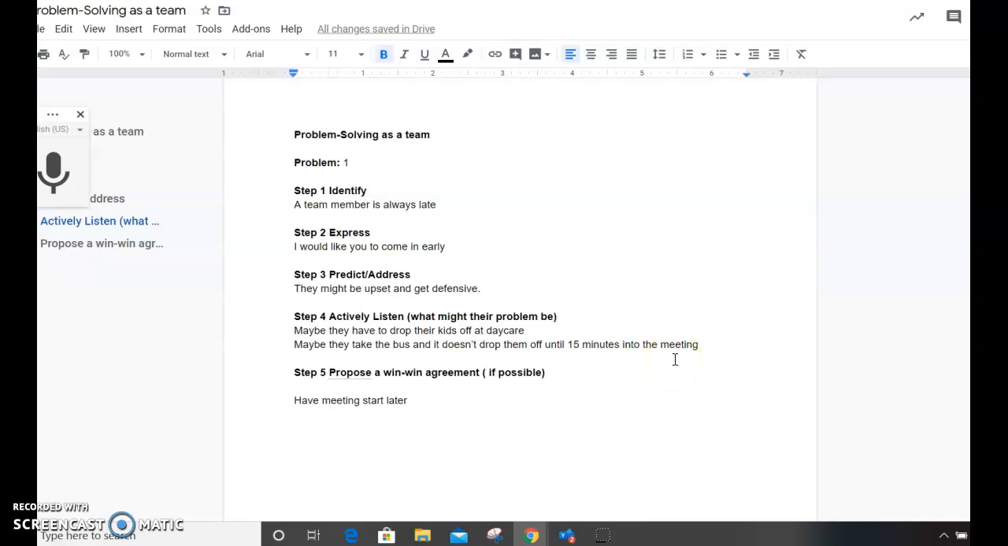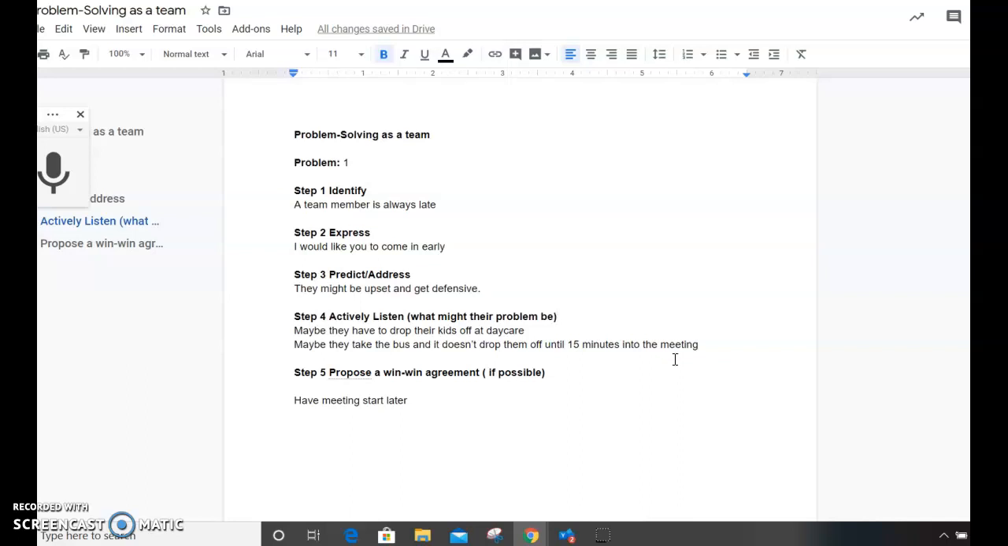So maybe, given the bus schedule, they'd have to be at work three hours before the meeting starts, and that's kind of unreasonable for them. Or maybe that's just the first time the bus gets there. Well, at that point, it's not really their fault. They were kind of out of options. Sure, they could have communicated that to you better. They probably shouldn't have let it get to this point where you're having to go out of your way to figure out what the problem is. But again, dwelling on those things is not going to solve the problem.